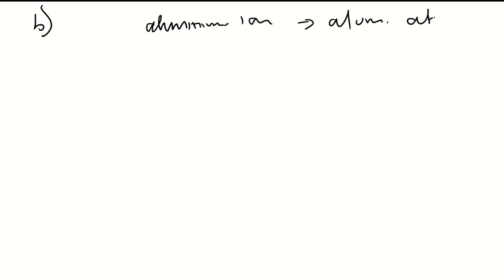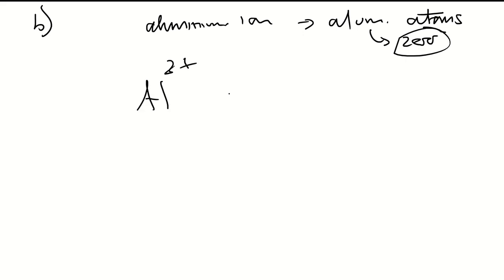Okay, let's go down and look at B. B tells me that I have aluminium ion, and it goes to aluminium atoms this time, okay? So remember I said earlier, molecules and atoms, no charge. An aluminium ion is in group 3, so it is 3+. We should know that from our ionic bonding, and that goes to aluminium, pure aluminium, no charge.